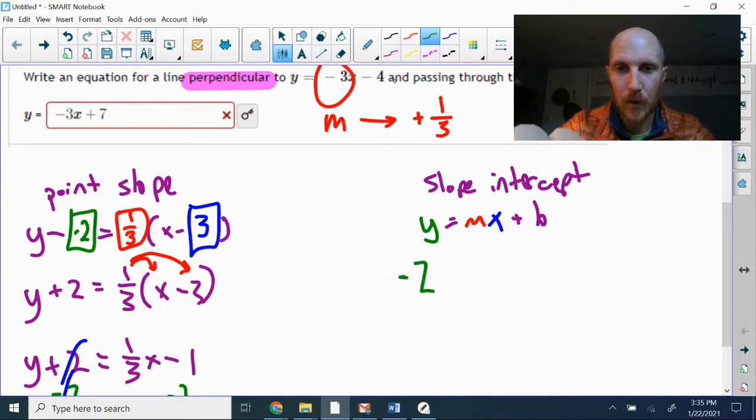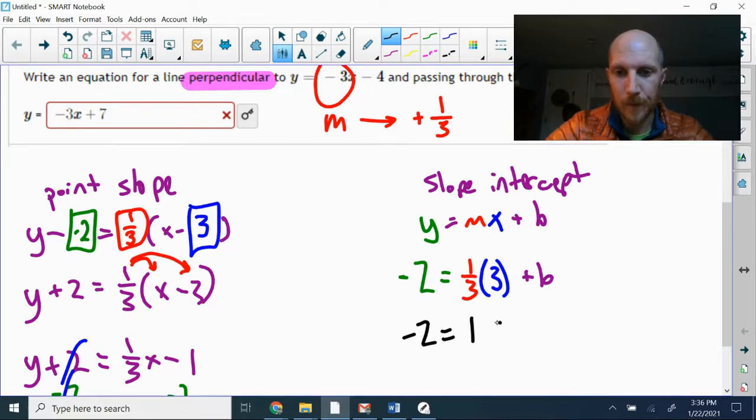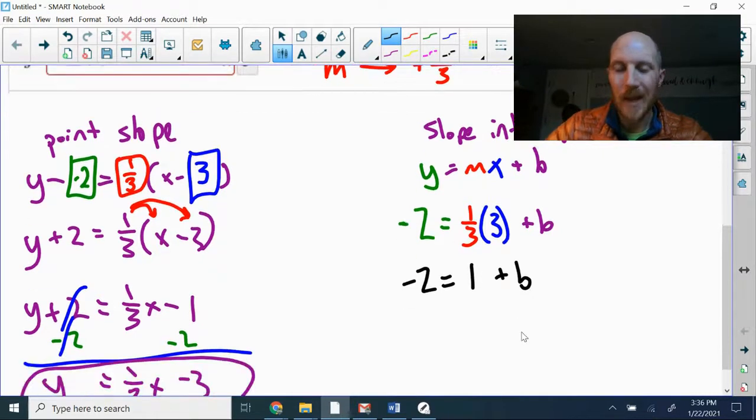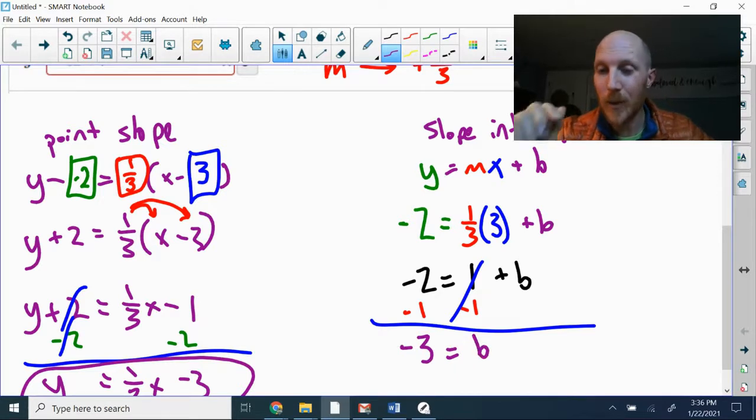So -2 is going to go here, 1/3, let's change that to red. 1/3 is the slope, multiplied by 3 in blue, and then plus b. So I have to multiply the red 1/3 times the blue 3. First of all, 1/3 times 3 is 1. So -2 equals 1 plus b. And then to get the b by itself, I'll need to subtract 1 on both sides of the equal sign. Those cancel. -3 equals b. So that's my y-intercept. That is what I will need to write my final equation.